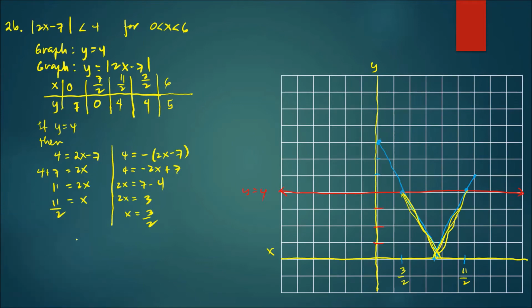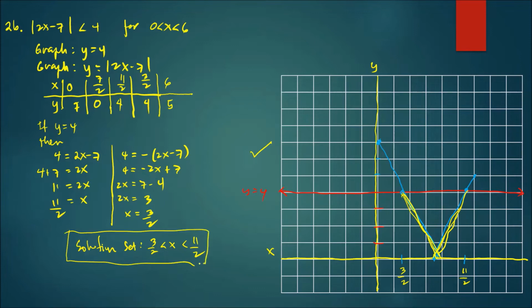So therefore, our solution set would be in between the x values. So we have x is greater than 3 halves, but less than 11 by 2. So again, if you're able to graph it this way, give yourself one check. And if you were able to find the solution correctly, give yourself one check. Okay, then let's have 2C.